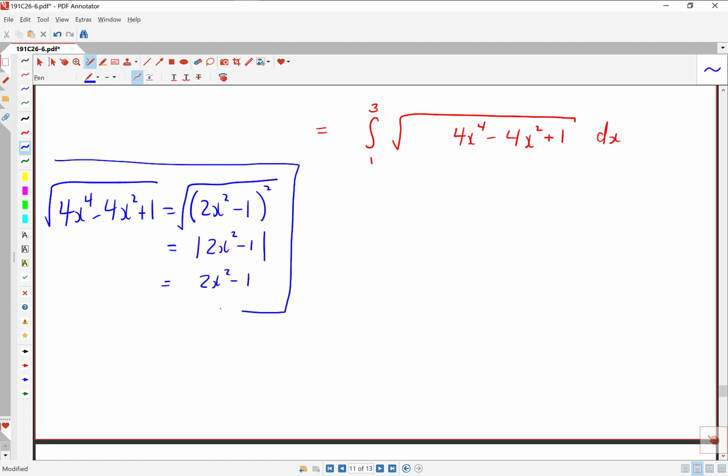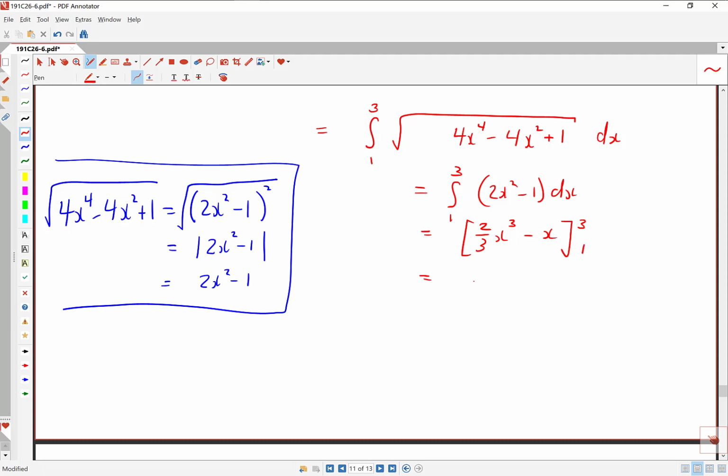So with that whole discussion out of the way, we're ready to come back to our integral and say this is the integral from 1 to 3 of 2x squared minus 1 integrated with respect to x, and it looks like we're in the home stretch. So 2/3 x cubed minus x, and we evaluate at 3 and then at 1. Subbing in 3, you'd have 15, and subtract off the value at 1, which would be 2/3 minus 1. So overall, 46/3 for the arc length.